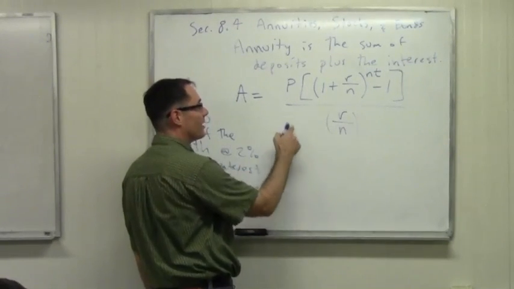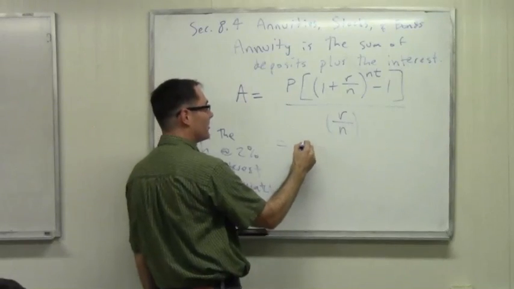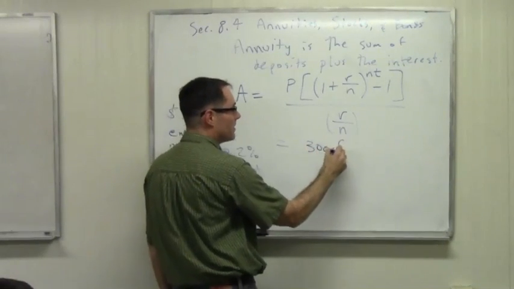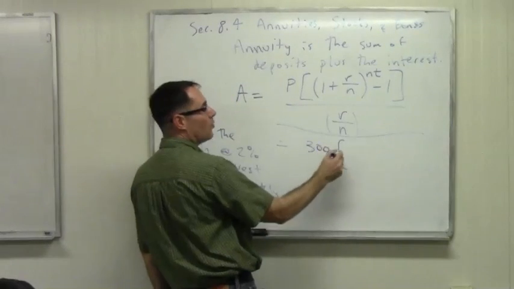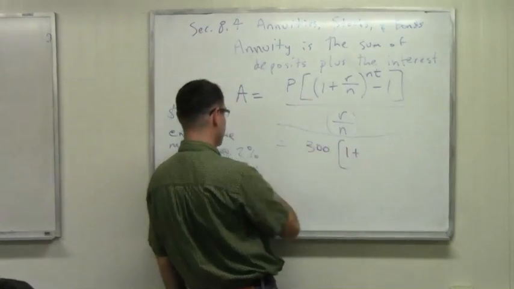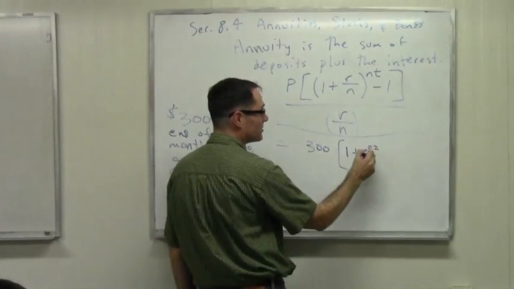Let's find out what happens. Okay, P is the payment amount, which is $300. Okay. Bracket, I better put this here so it's not the same. Okay, bracket, 1 plus, the rate in this case is 2%. That's actually not that much.